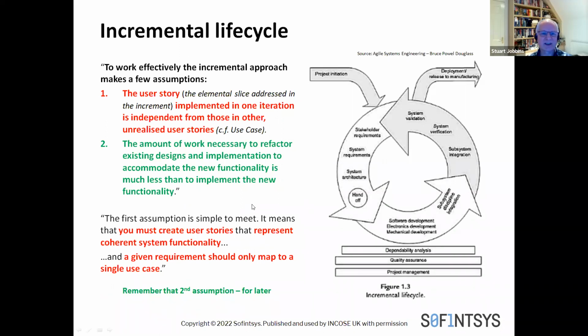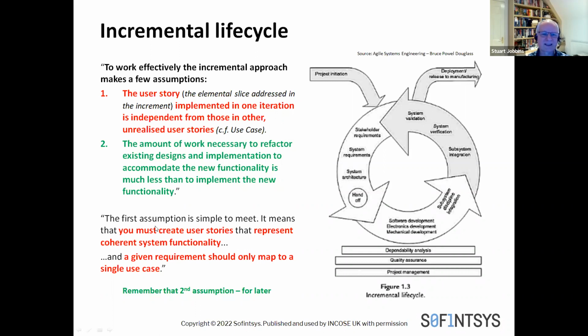And his second observation is the amount of work necessary to refactor existing designs and implementation to accommodate new functionality is much less, i.e. much less costly, than to implement the new functionality. Now, for business process systems, virtual systems, software-only systems, that sort of makes sense. I can believe that rearranging the software doesn't cost that much. But for those of us who have to commit physical hardware, electronics, etc., and potentially manufacturing tooling, etc., that one's a hard pill to swallow.